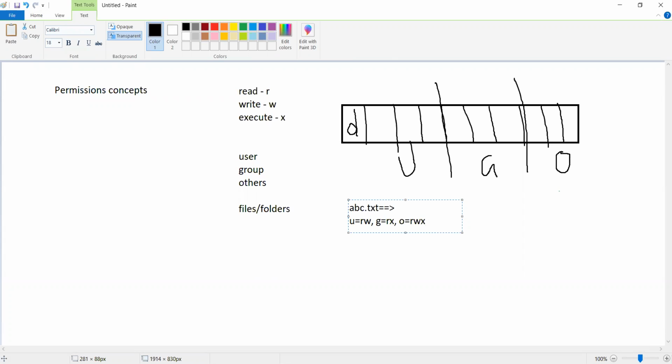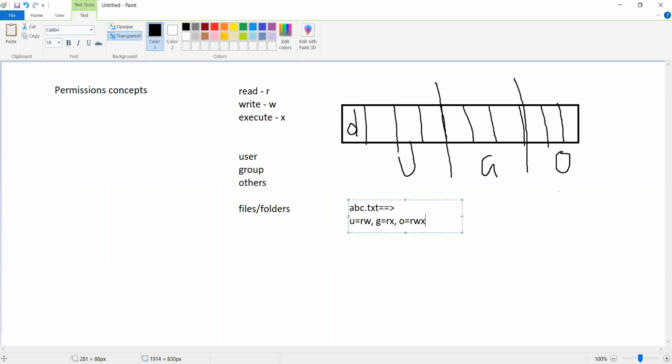User means whoever is owning that particular file would have those privileges. Whichever group you are keeping would have that particular privilege. Others means those who are not part of this user and group, some other user not belonging to the user category and the group category, who is not part of this group and who is not owning this particular file.